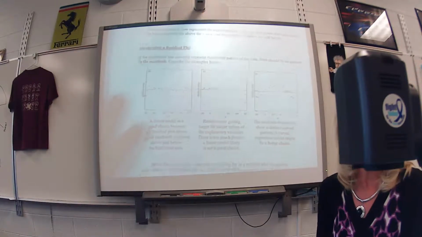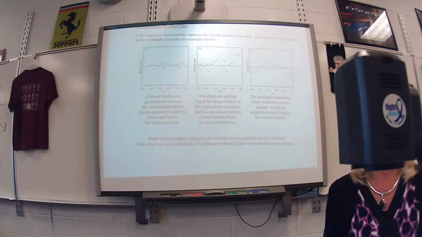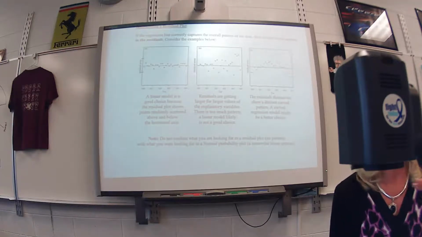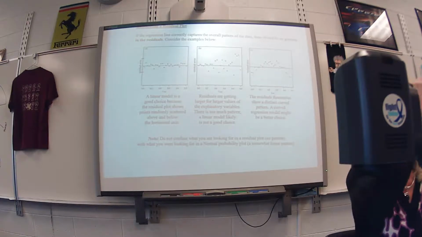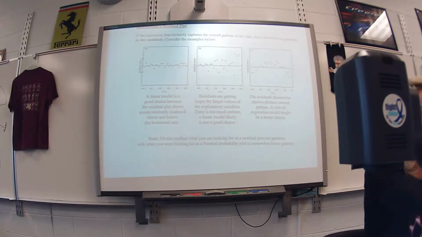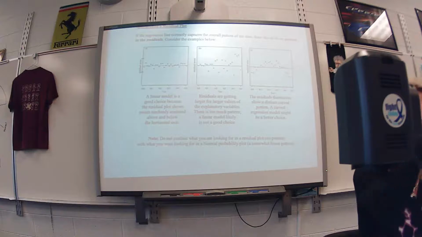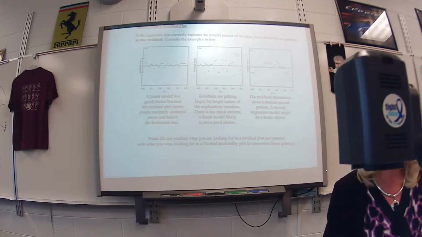So bottom line is, when you look at a residual plot, you are looking for no pattern. You just want above, below, and not even up, down, up, down, up, down. Okay, even that's too much pattern. You just want half above, half below, approximately, okay?